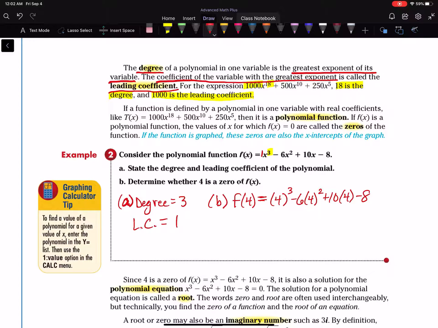Put this in your calculator. 4 cubed minus 6 times 4 squared plus 10 times 4 minus 8. And we get 0. So, to answer part B, the answer is yes. It is a 0 of the polynomial.